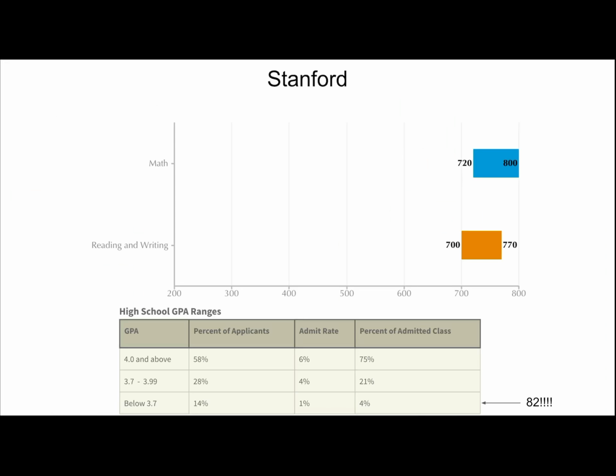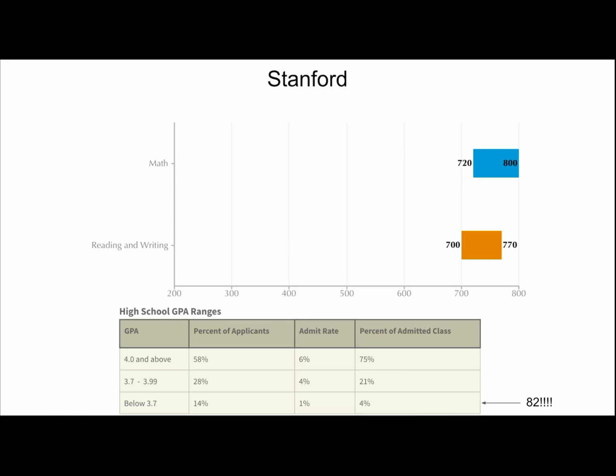That doesn't mean that's the only scores people got. Some people might have gone a little lower. Some people might have gotten higher, but you can't get higher than 800. But yeah, so for math, people got between maybe 720 and 800 for the math score. For reading and writing, the people accepted got between 700 and 770. So those scores are pretty high, right?